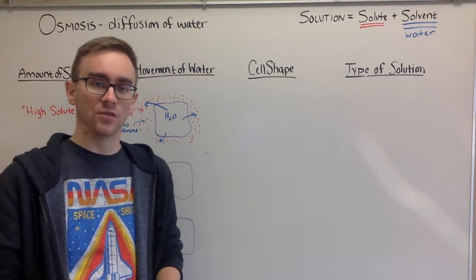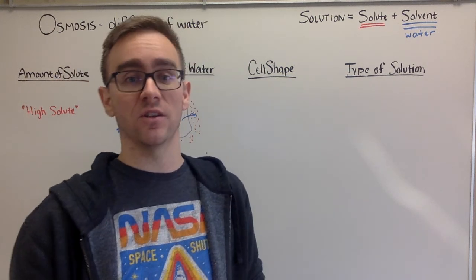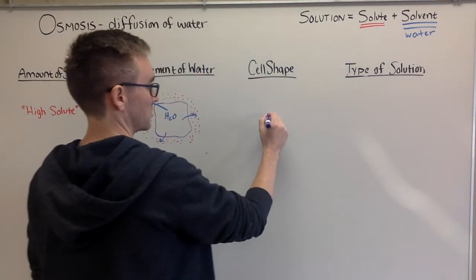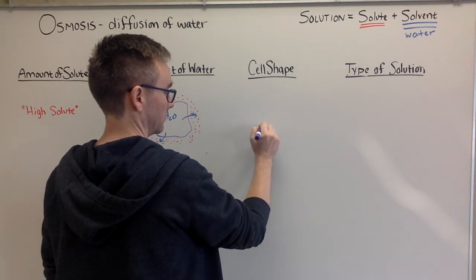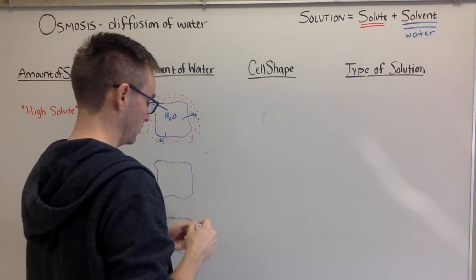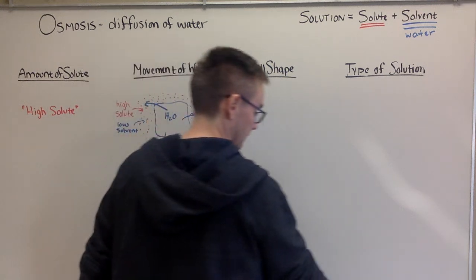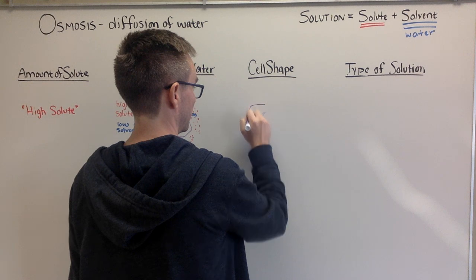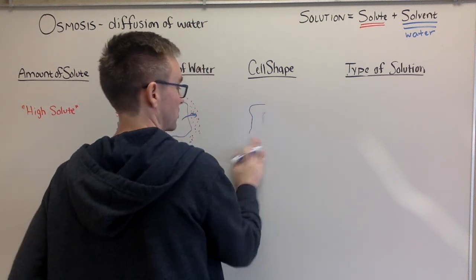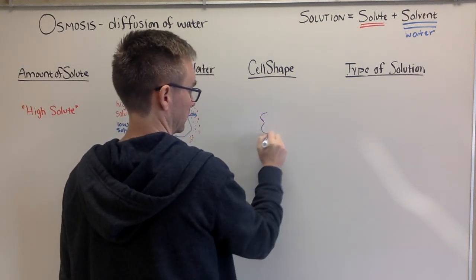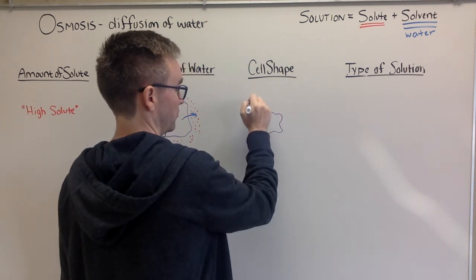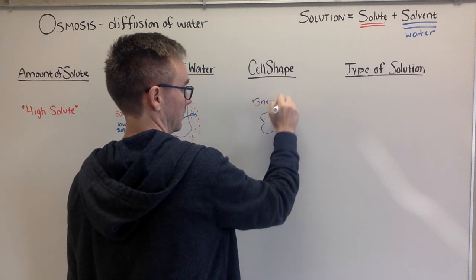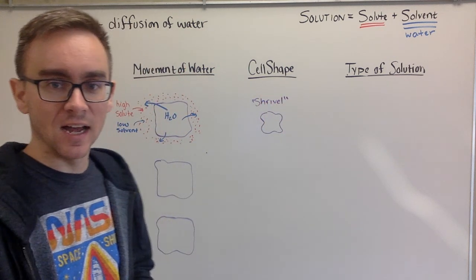Well, think of a balloon. If you let all the air rush out of the balloon, what happens to the shape of that balloon? It gets smaller. Cell shape is going to get smaller. Sorry, I had a marker substitution. That cell is going to get smaller. It's going to shrivel. It's going to shrink in size.